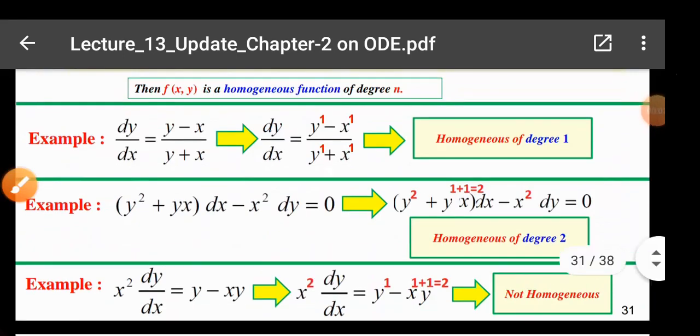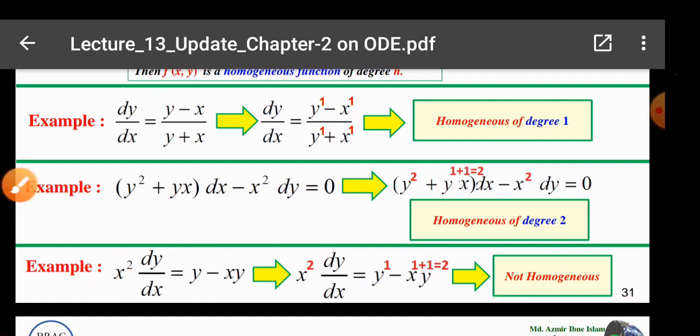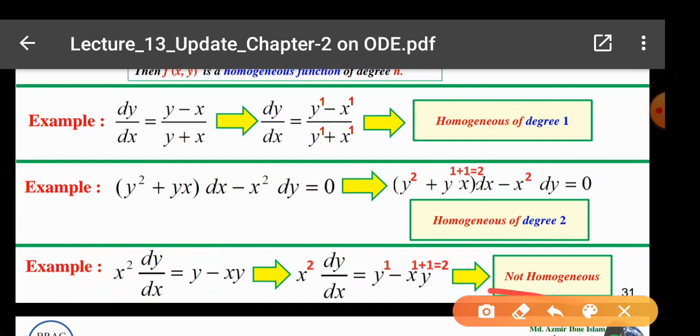Similarly, I have added another example here. You can see x² dy/dx = y - xy. Let's see whether it is homogeneous or not. First of all, x has power 2, but here y has power 1. So that is a contradiction. All the terms should have the same power or degree. Since it is a contradiction, we can say this is not a homogeneous differential equation.